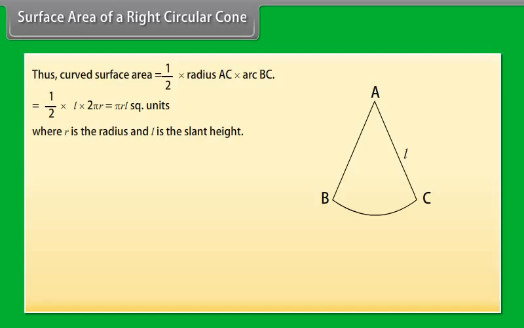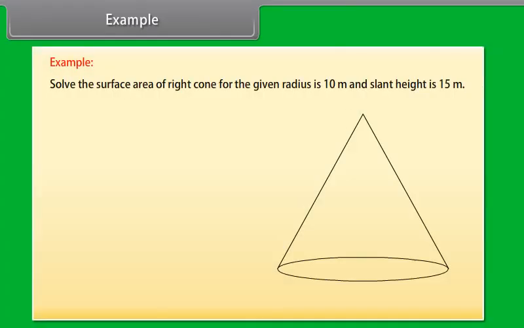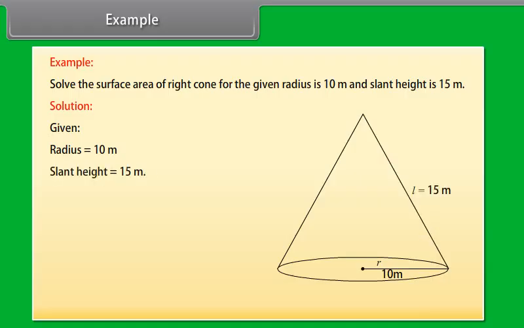To find the total surface area of a cone, let us cut it along its slant height and spread it into a sector ABC. The curved portion of the figure is equal to the perimeter of the base of the cone, and the circumference of the base of the cone is equal to 2 pi r, where r is the base radius of the cone. Thus, curved surface area is equal to 1 upon 2 into radius AC into arc BC. This is equal to 1 upon 2 into L into 2 pi r, equals pi r L square units, where r is the radius and L is the slant height.